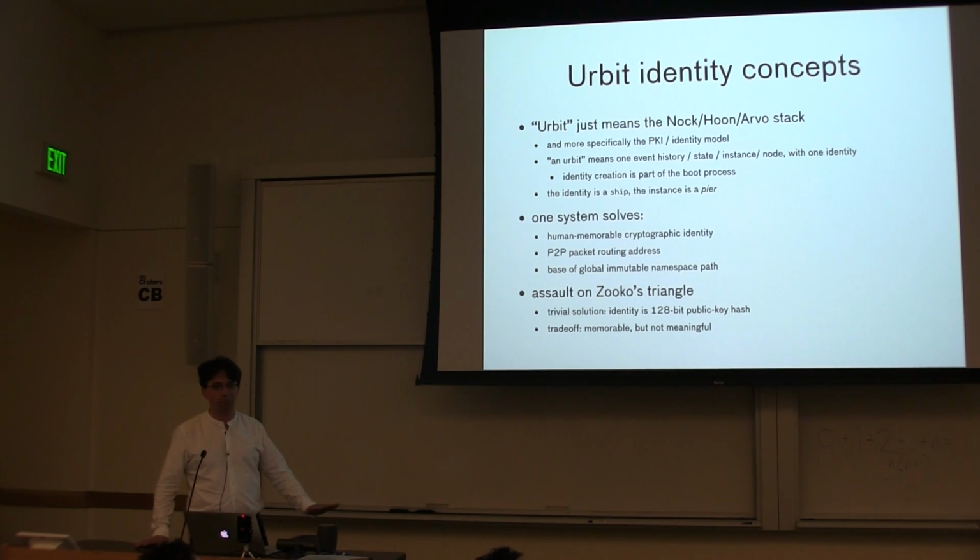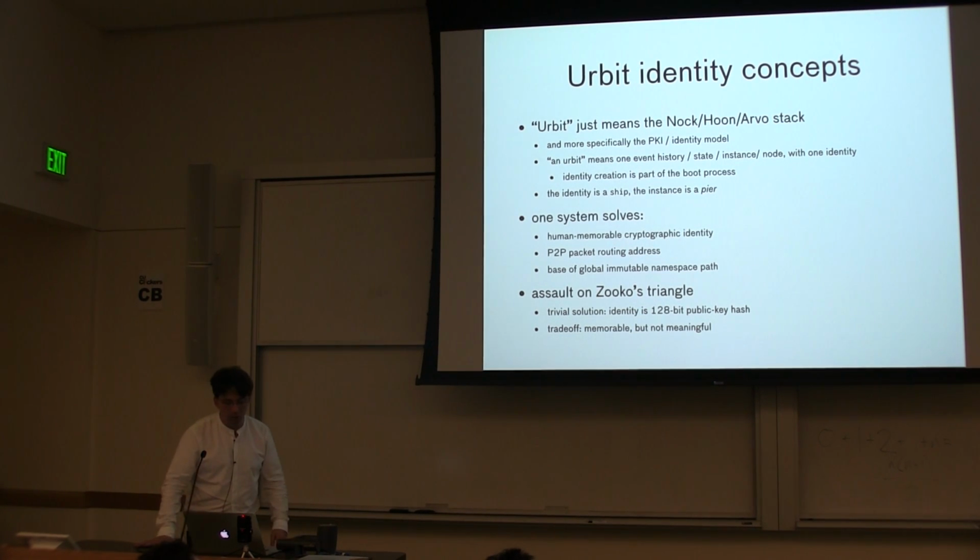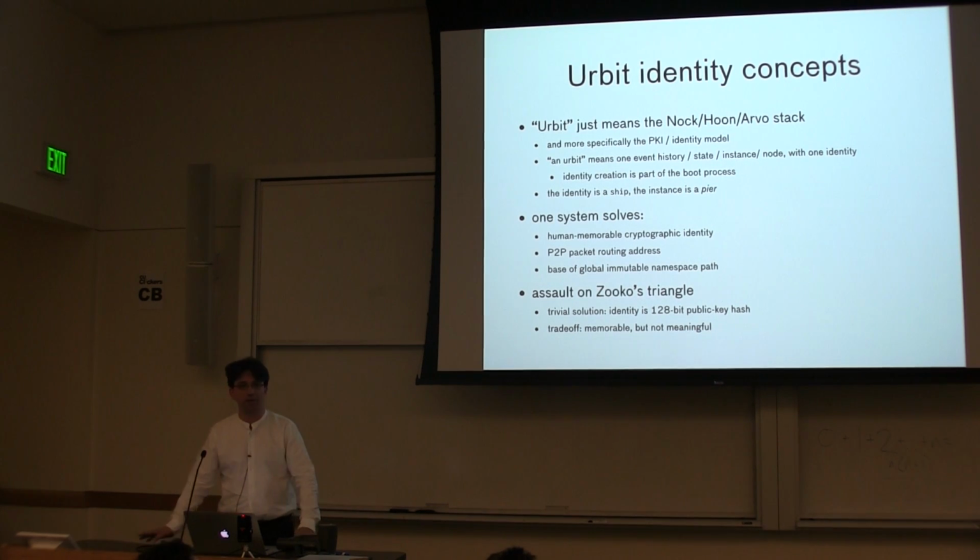All right, that's a very, very broad overview of Arvo. Let's go back to the top and look at what Urbit is doing at the top level. So we're back to the user level here. There's fortunately nothing else in the stack besides Nock, Hoon, and Arvo. And at the top level, what users really see the most in Urbit is the public key infrastructure, the identity model. Basically, one Urbit is one event history, one state, one instance, and it has one identity. We establish that identity when we're booting the Urbit.